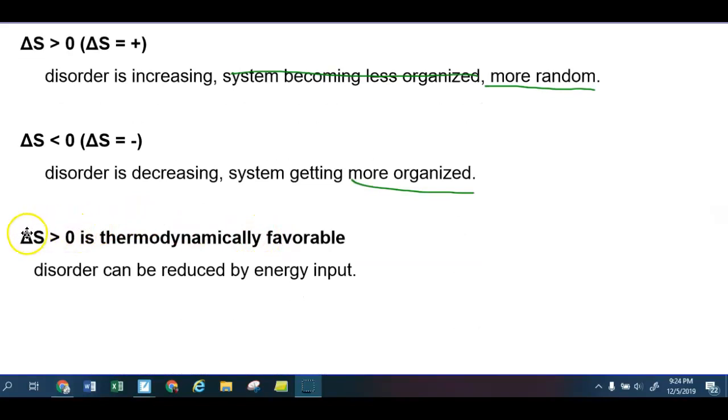When delta S is greater than 0, it's thermodynamically favorable, but disorder can be reduced by energy input. We'll talk about that and see that in the video shortly.